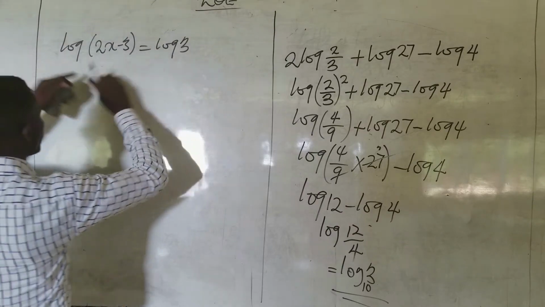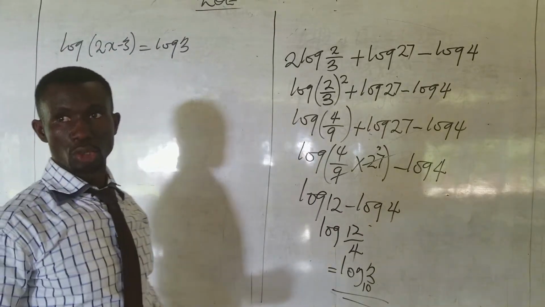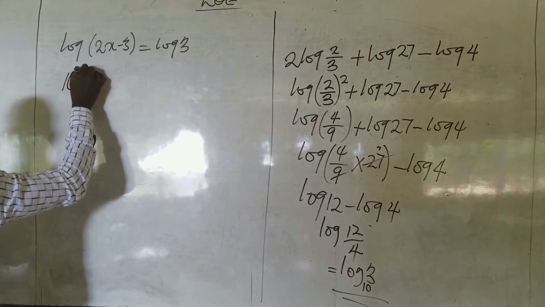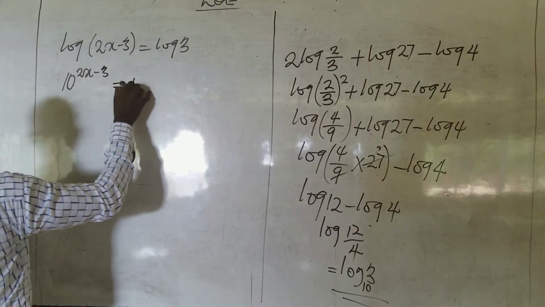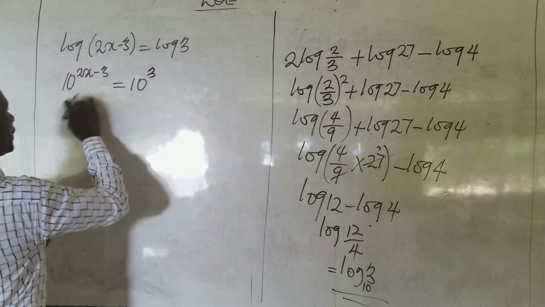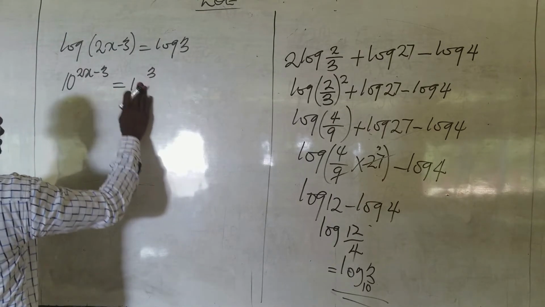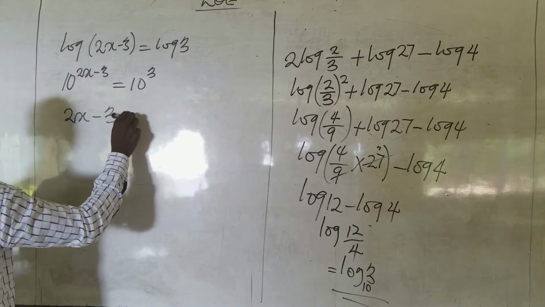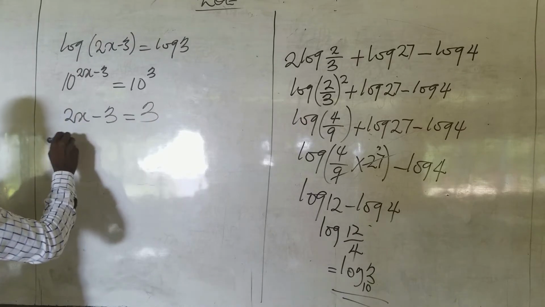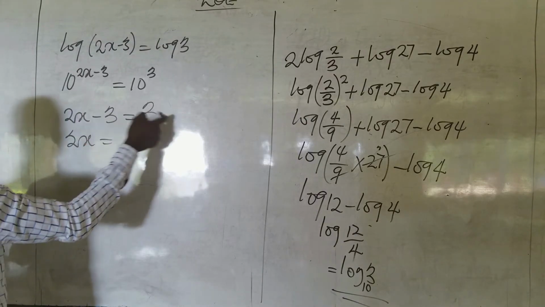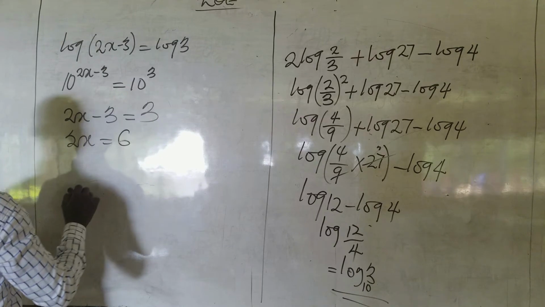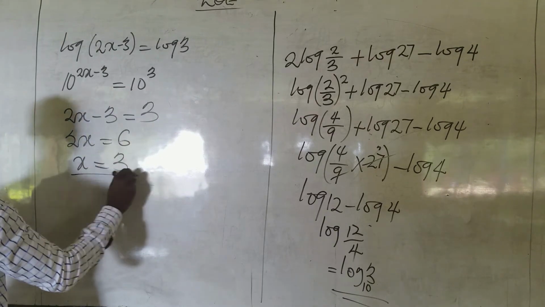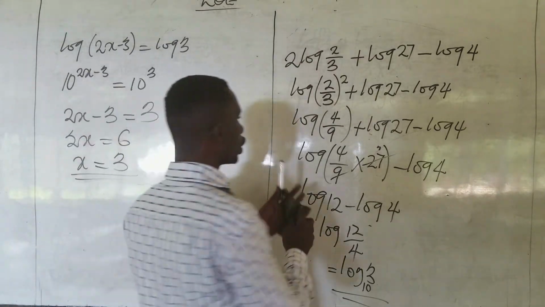So taking anti-log on both sides, because you are doing it on both sides, it is allowed. This will give me 10 to the power 2x minus 3 is equal to 10 to the power 3. The bases are the same, so you equate the exponents. You write 2x minus 3 is equal to 3, so 2x is equal to 6. You divide 2 by 2, you get x is equal to 3. You are there.